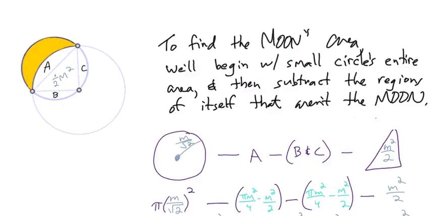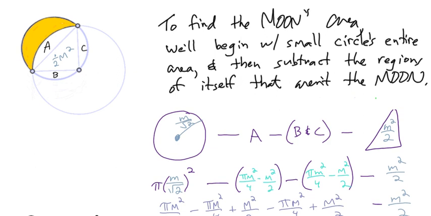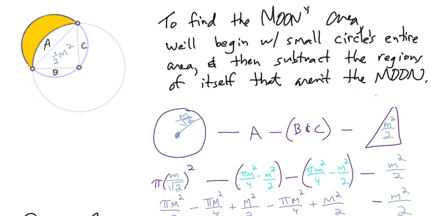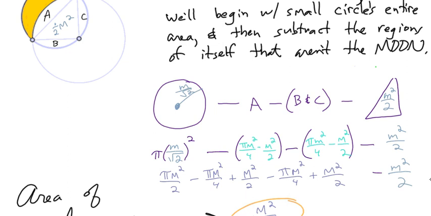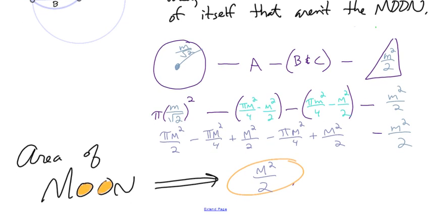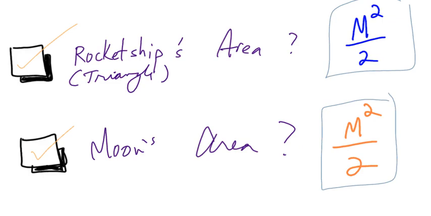And now that we know that, we can find the moon's area. The moon is the entire small circle minus region A, minus region B and C, minus the triangular rocket ship. There's all the expressions, and it all works out. The area of the moon is m squared over 2. So we've proven the Lune of Hippocrates. In this case, the lune's area will always be equal to the area of that right triangle.